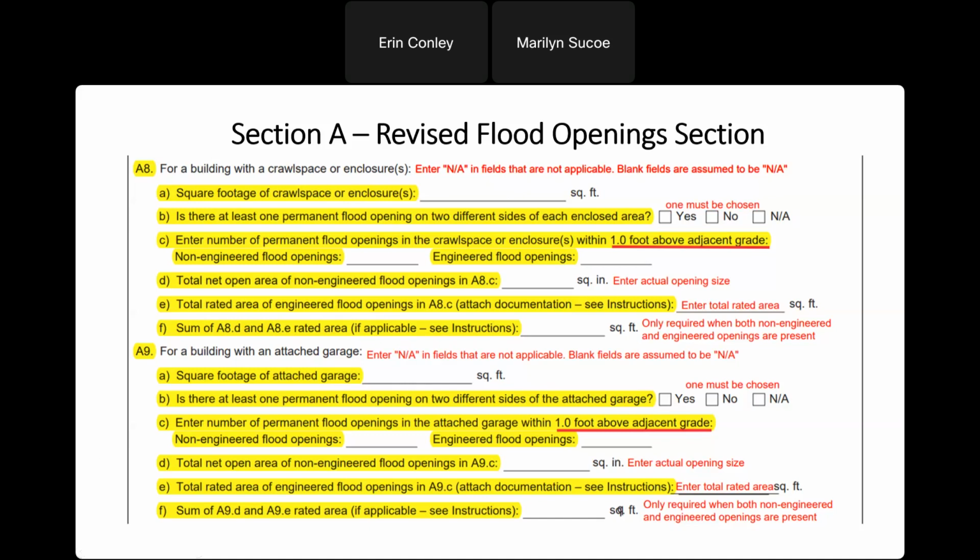But if there's an enclosure with a crawl space and they don't have flood openings, this should be completed. The square footage of the enclosure or crawl space should be provided. And then if there are not openings on two different sides, then that needs to be checked. And then the number of openings should be listed as 0. Again, that adjacent grade, 1 foot above the adjacent grade, you should provide comments if it is an interior grade that's higher than the outside adjacent grade.